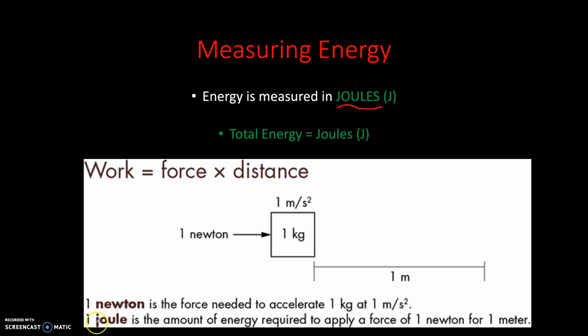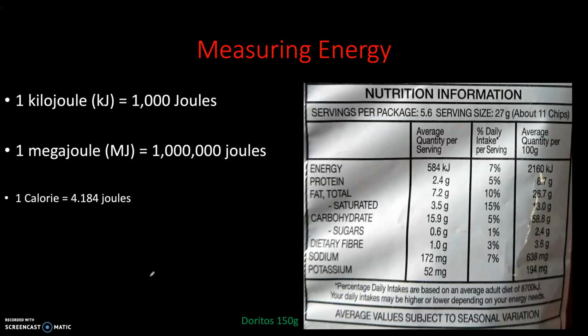Now, what does 1 joule mean? 1 joule is the amount of energy required to apply a force of 1 Newton for 1 meter. So if you applied 1 Newton of force to a 1 kilogram mass and you want to push it 1 meter in distance, then you need 1 joule of energy to accomplish that. And using the metric system makes our numbers and calculations quite nice. Okay, let's move forward from here.